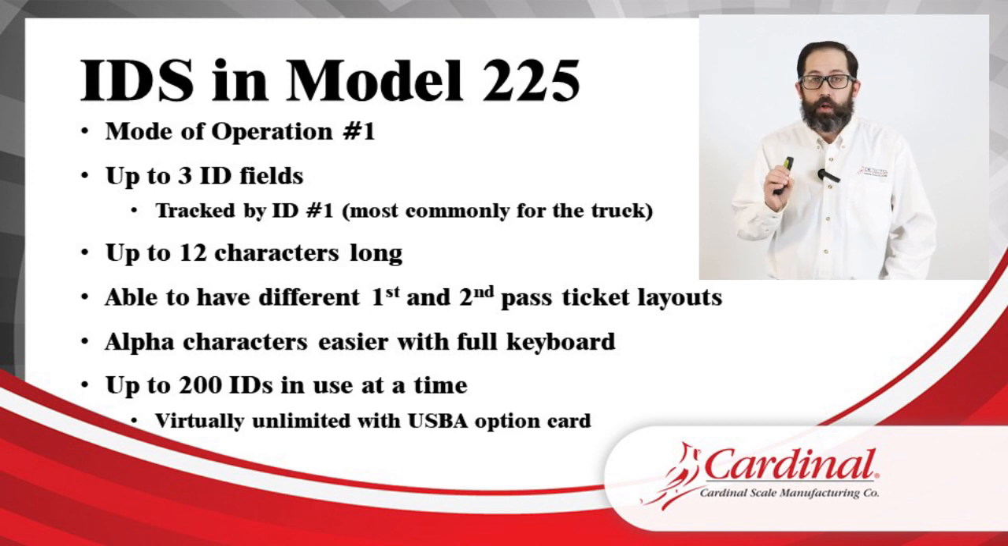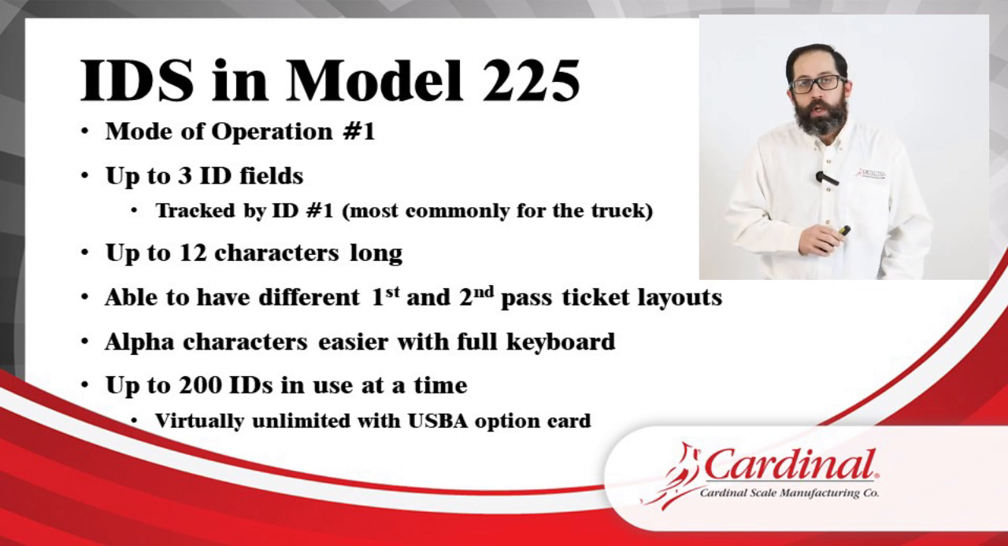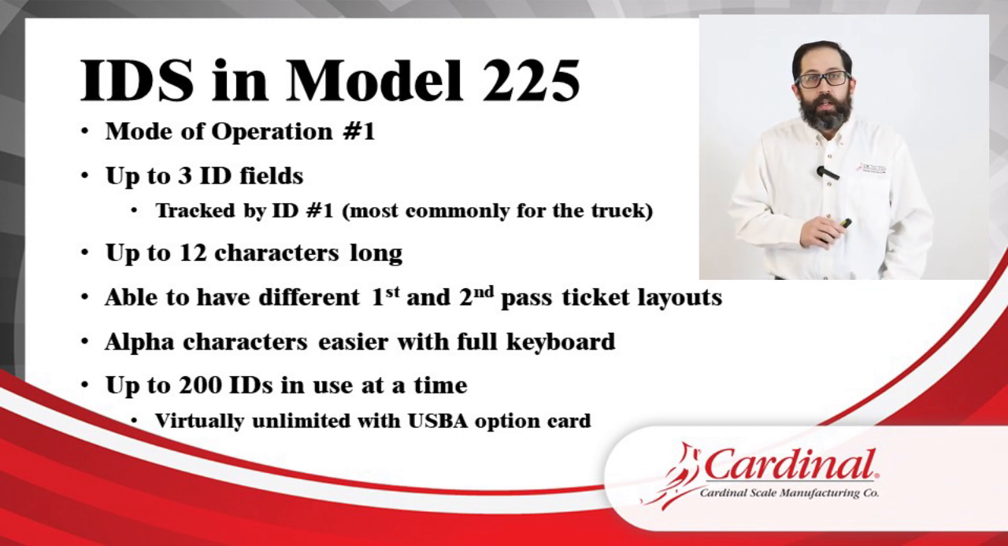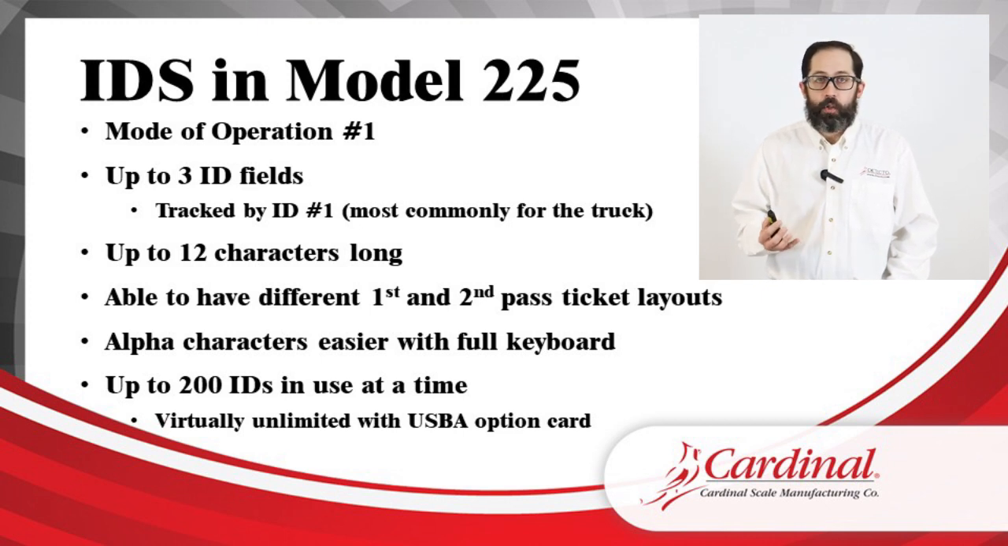These things, as I mentioned, are user configurable. You can change the names, so it doesn't have to just say ID1, ID2, ID3. It can say things like truck and product and customer, which again, we'll see in a moment. With the 225, our IDs can be up to 12 characters long. Still alphanumeric characters, letters and numbers.